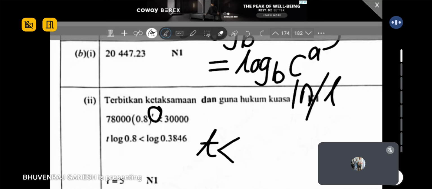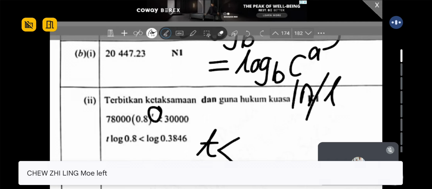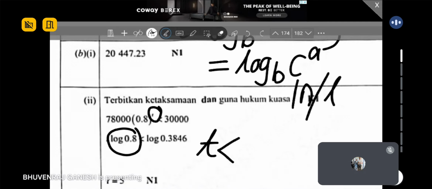Now, guys, you must be careful a bit. This one, a lot of people wrong. Guys, may I know, log 0.8, is it a positive or negative value? Boleh saya tahu nilai itu? Kamu tekan calculator dan nampak. Do I get a positive or negative answer? Log 0.8.